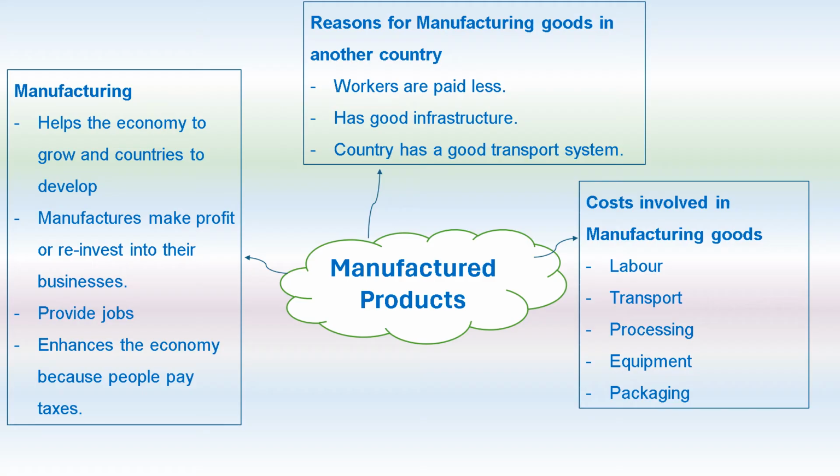Now, when a product is made, there are costs involved, and these costs are basically labor, transport, processing, equipment, packaging. All these costs are added to the product and then it is sold.